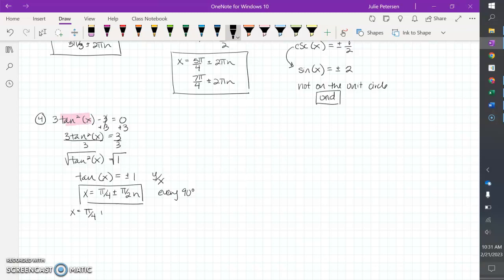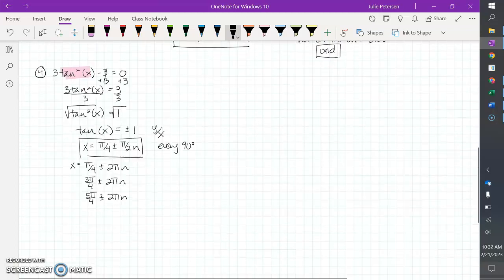Pi over 4 plus or minus 2 pi n. 3 pi over 4 plus or minus 2 pi n. 5 pi over 4 plus or minus 2 pi n. And 7 pi over 4 plus or minus 2 pi n. It's the same thing, but this is a whole lot faster. And this really only works when the solutions are evenly spaced around the unit circle. So it really only works on these pi over 4 angles, typically. So just keep an eye out for that.